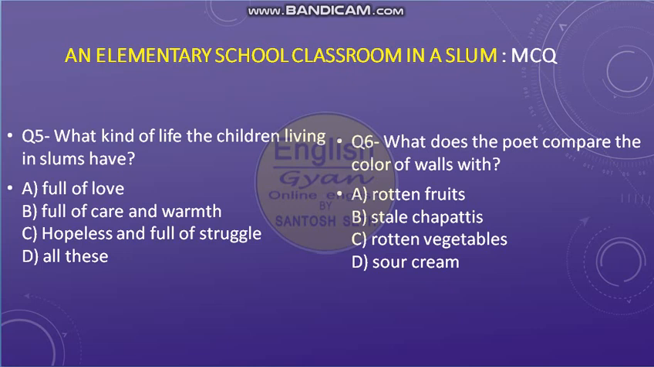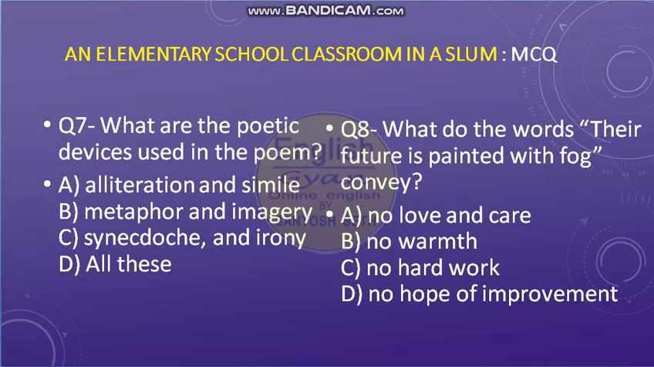Question number 7. What are the poetic devices used in the poem? Options are A. Alliteration and simile, B. Metaphor and imagery, C. Synecdoche and irony, D. All these.